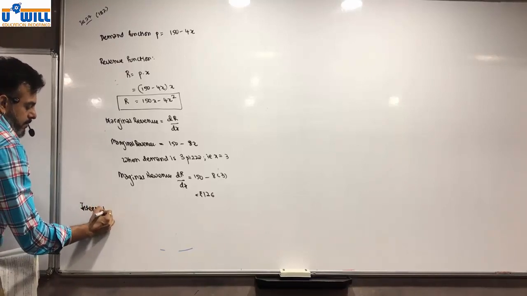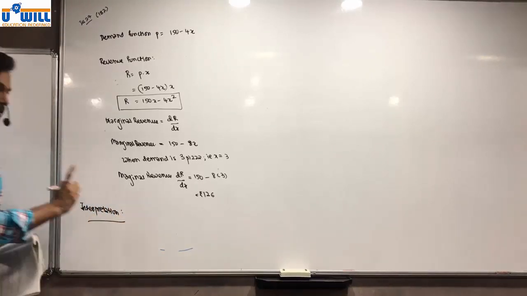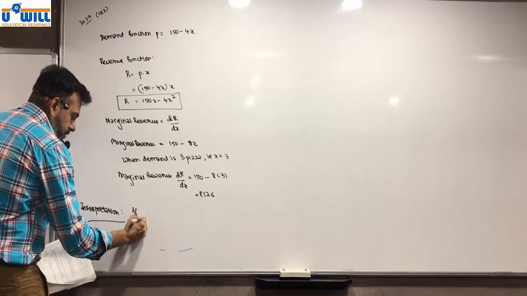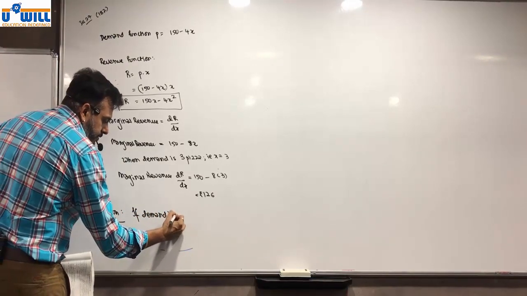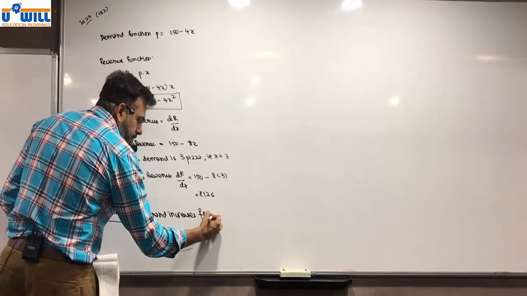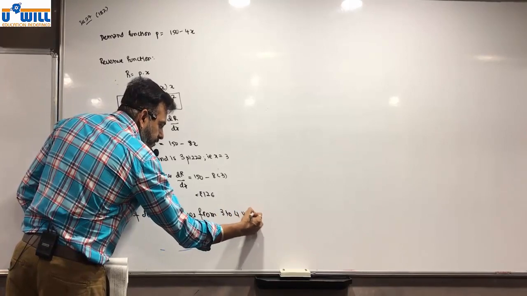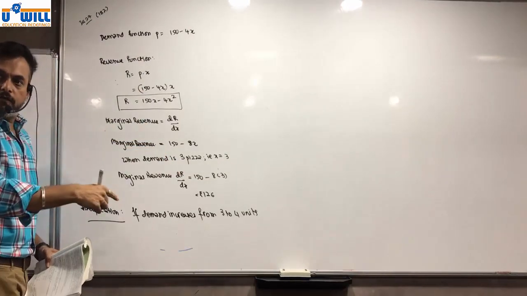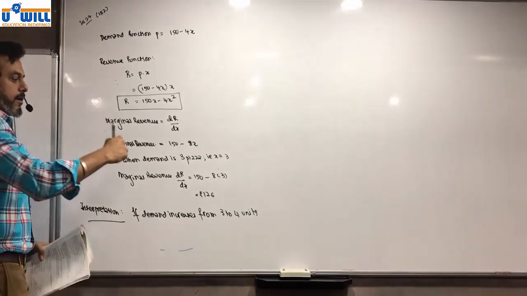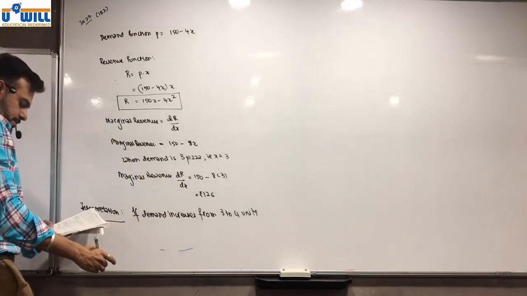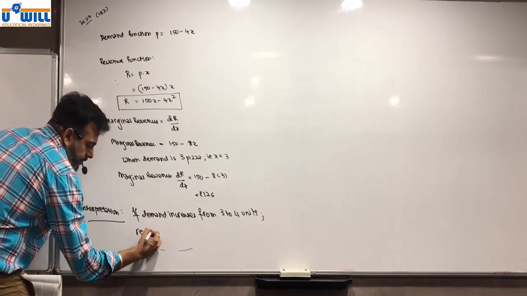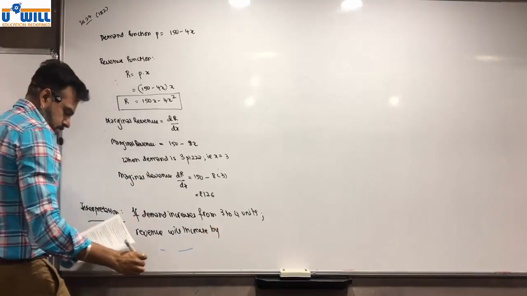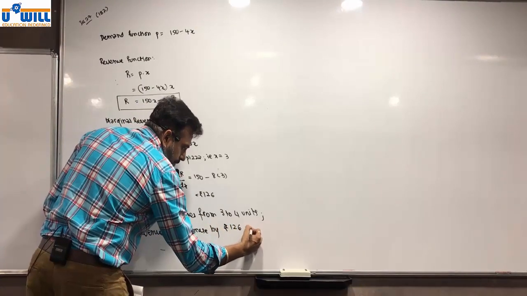Interpretation. I'll give a different interpretation for you to understand this concept. If demand increases from 3 to 4 units, because it is marginal, meaning if it goes up from 3 units to the 4th unit, all of you understood this? You have studied marginal, right? If it goes from 3 to the 4th, revenue will increase by rupees 126 approximately.